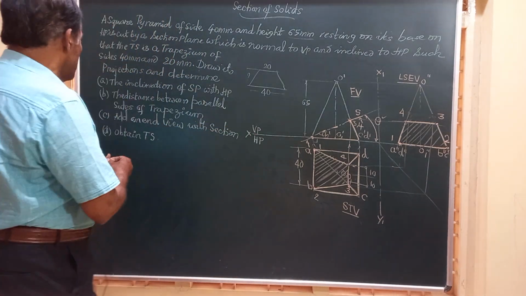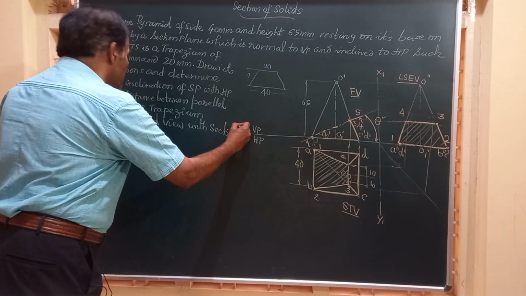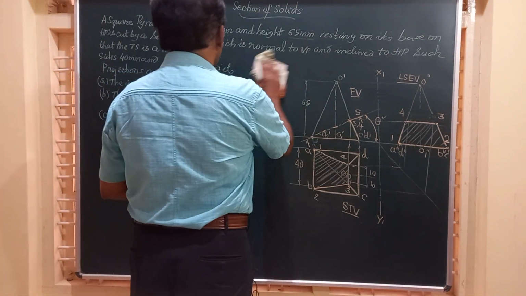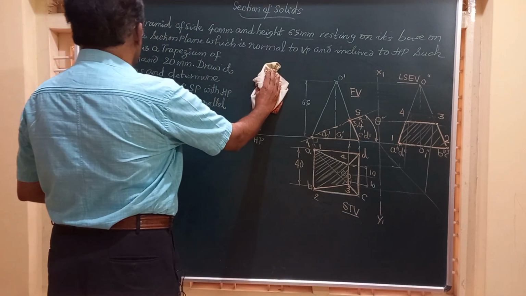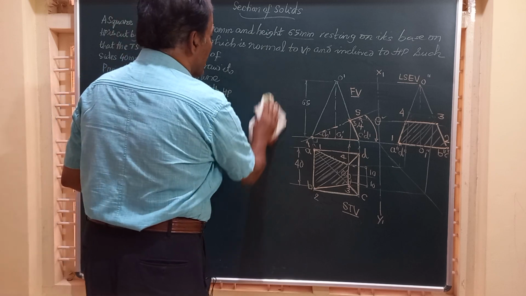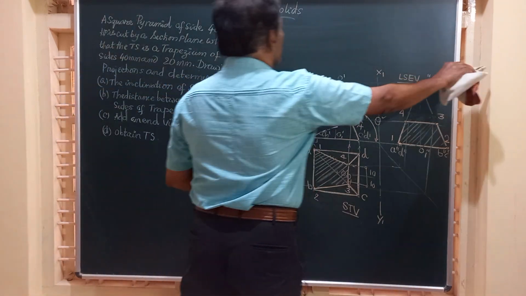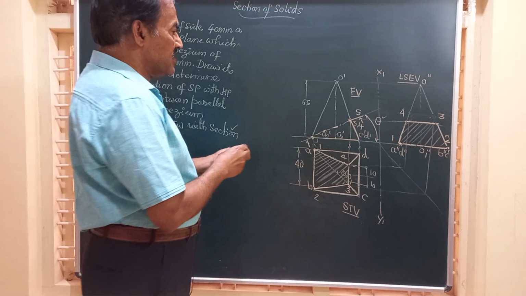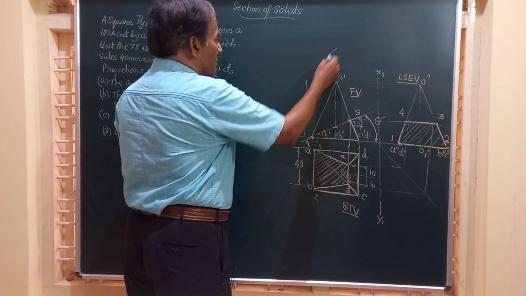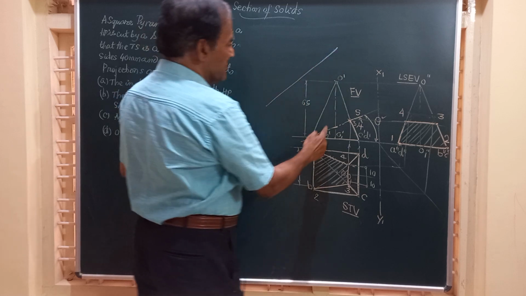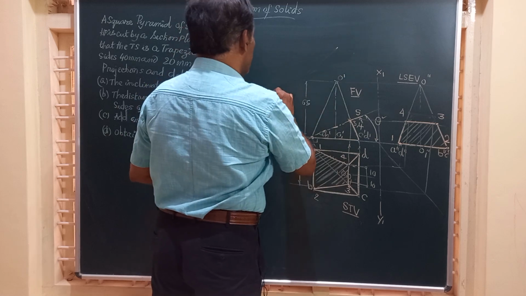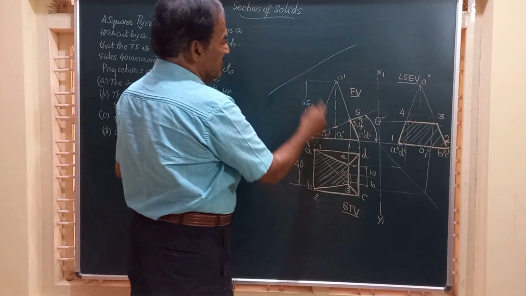And friends, we have done the end view. Now obtain the true shape of the section. Friends, you know very well, to obtain the true shape of the section, we have to draw a line parallel to the section plane anywhere convenient to us. Suppose you have got the section plane here. I am going to draw a line parallel to this section plane, say something like this. So you should draw it parallel to the section plane anywhere.